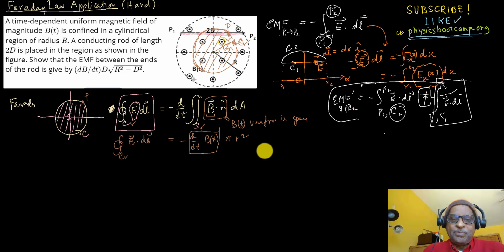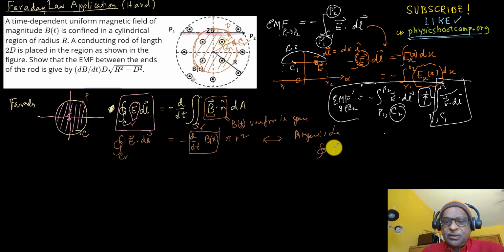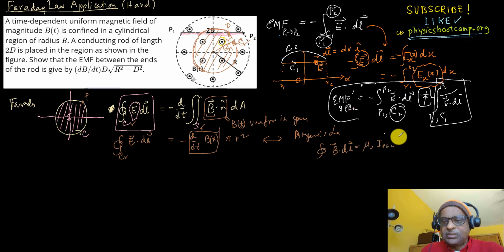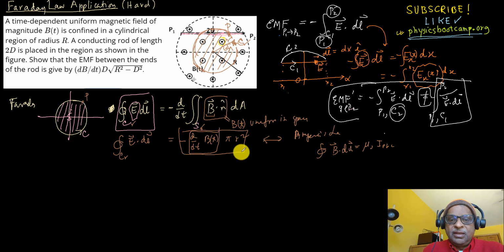Now, this actually looks very similar to Ampere's law, in which you do have circulation of magnetic field instead of electric field, and then you have a mu naught I enclosed. So this whole thing is like on the right side here, and this only depends on r.